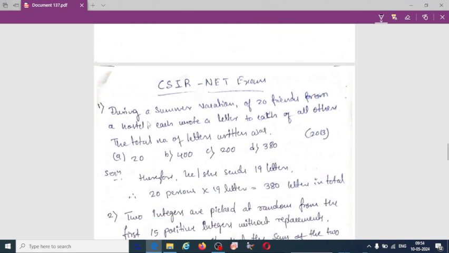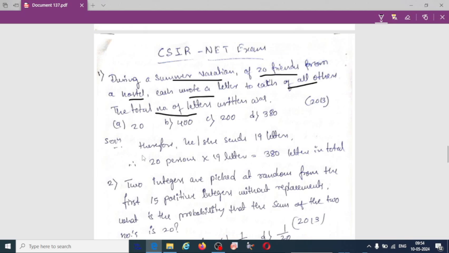So let us solve some previous year questions from the CSIR NET exam. The first question is: during a summer vacation, each of 20 friends from a hostel wrote a letter to each other. The total number of letters written was, and the options are given. So there are 20 friends from a hostel, and in the summer vacation they are going to write letters to each other.